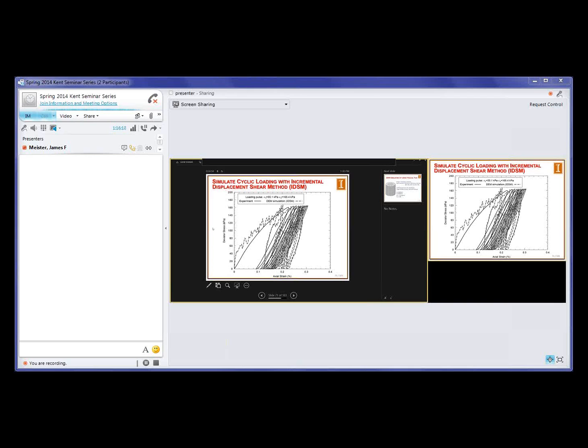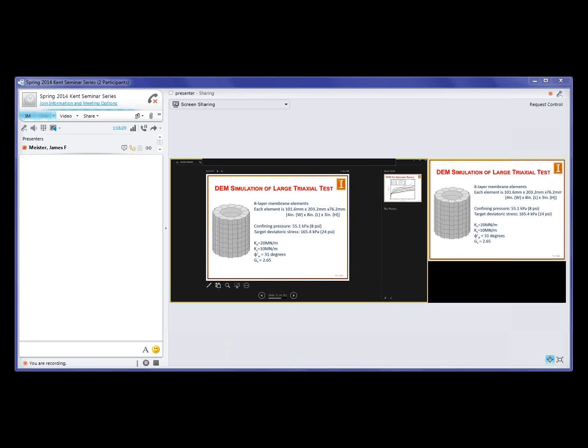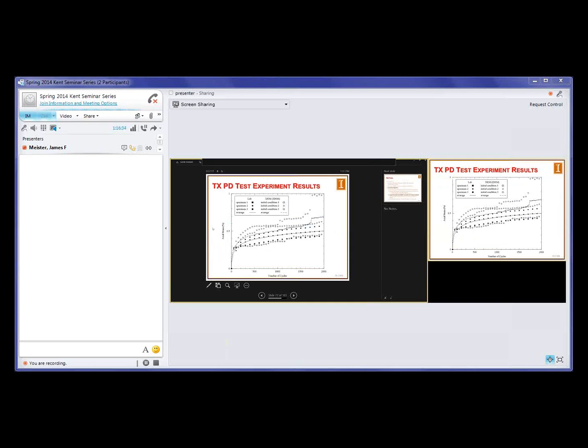The flexible membrane technique is the same. The simulation parameters are exactly the same. And also the geometry and confining pressure are the same with the lab condition. And here is a comparison between the laboratory test result and DEM simulation.